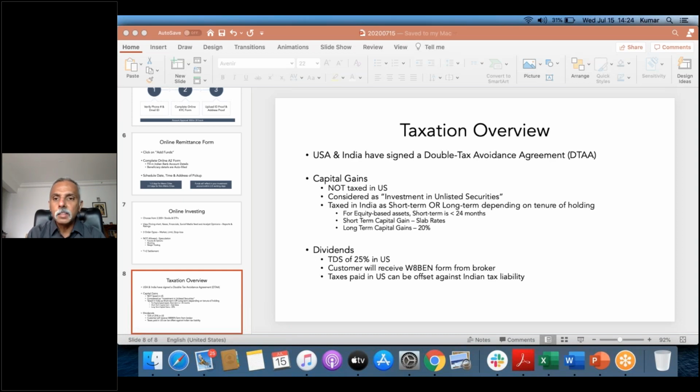Whether it is for travel, whether it is for education, and like that, there are some 10-12 purpose codes that RBI has clearly given. One of those purpose codes is investment in equities in the US, investment in global equities, and that is the purpose code that you will use when you are remitting funds from India to your US investing account.